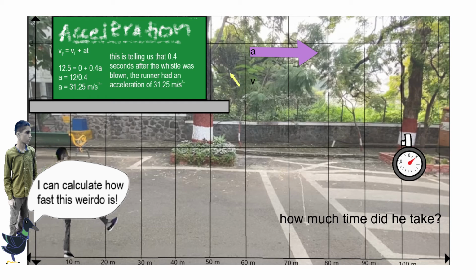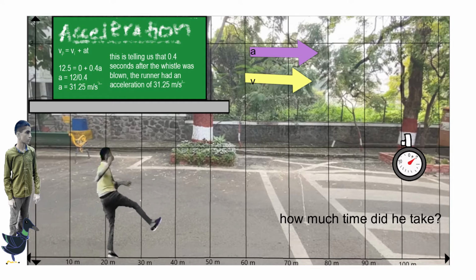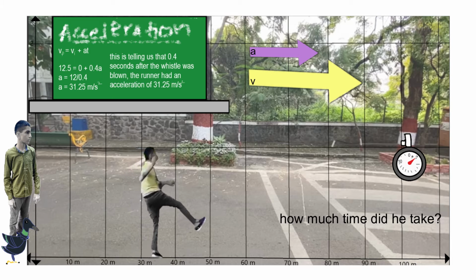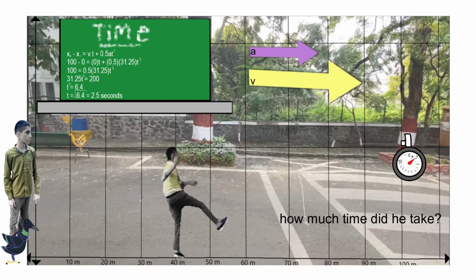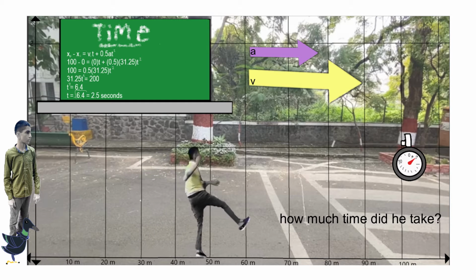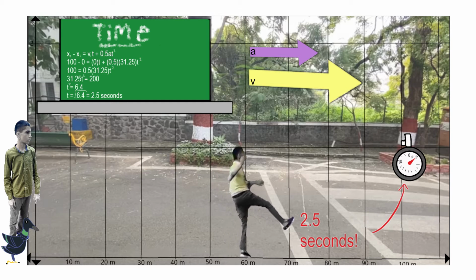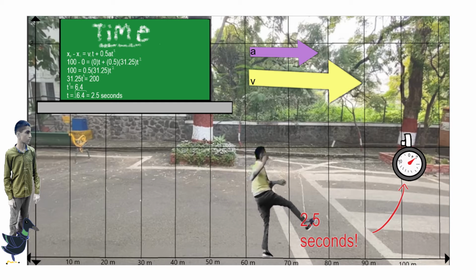So, assuming that this was his constant acceleration throughout the remaining entirety of the race, we can calculate the time he took to sprint those 100 meters using the second kinematic equation. Plugging in the values that we have for the variables, we get that the time he took to complete the race was 2.5 seconds.